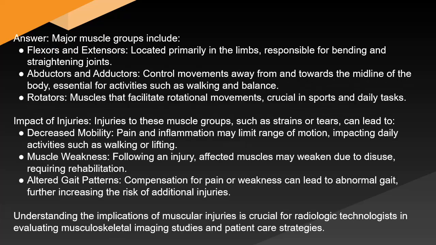Answer: major muscle groups include flexors and extensors, located primarily in the limbs, responsible for bending and straightening joints; abductors and adductors, control movements away from and towards the midline of the body, essential for activities such as walking and balance; rotators, muscles that facilitate rotational movements, crucial in sports and daily tasks. Impact of injuries.